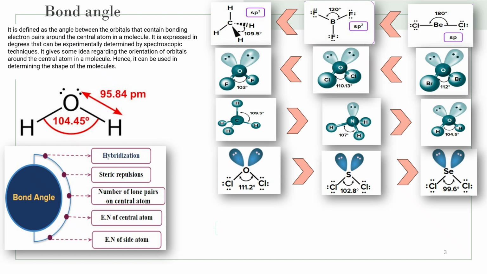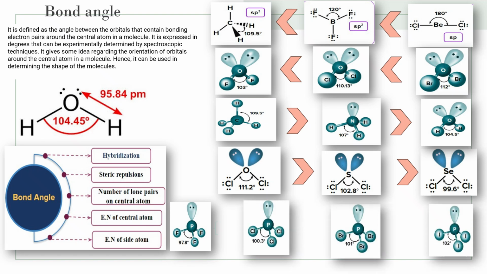Next one is electronegativity of side atom. So bond angle is inversely related to the electronegativity of side atom. See the phosphorus atom, which is the central atom, attached to halogens, that is fluorine, chlorine, bromine, iodine. In halogens, from top to bottom the electronegativity decreases. So if the electronegativity decreases, the bond angle increases, because this is inversely proportional to bond angle. So these are the factors which affect bond angle.